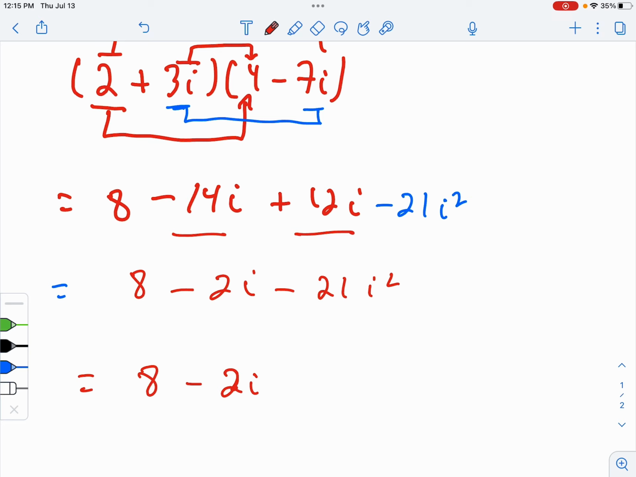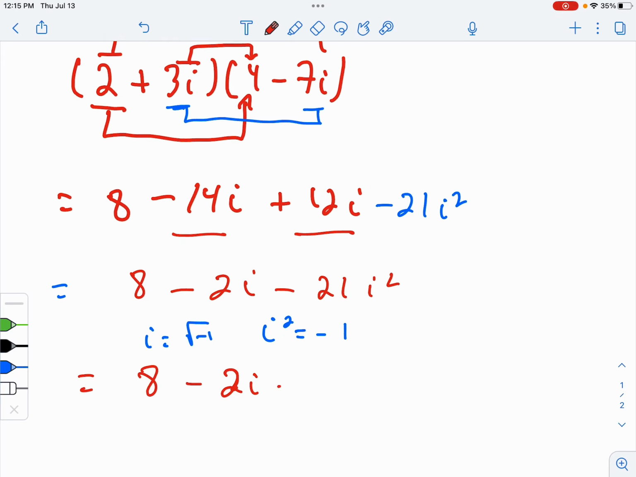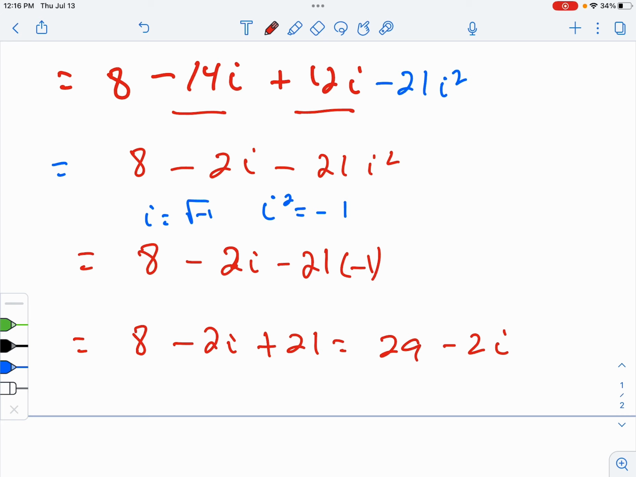Well, here's what we do next. By definition, i equals the square root of negative 1, which in turn means that i squared equals minus 1. So we will replace the i squared with negative 1, and that's always going to happen. Whenever you see an i squared, replace it with a negative 1, and you get 8 minus 2i, and then negative 21 times minus 1 is a plus 21, and you get 29 minus 2i, adding the 8 and the 21, and this would be your final answer.